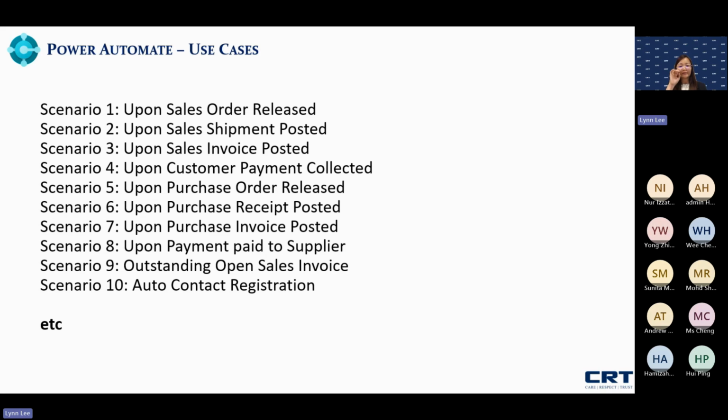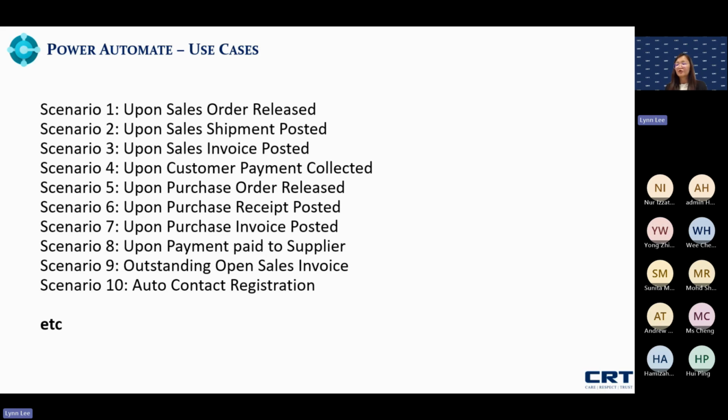They don't have any time constraint, like me needing to go to the warehouse to inform them, or sending an email that they don't notice. This can immediately trigger the notification and inform them by email and so on. The second scenario is sales shipment posting. When the warehouse posts a sales shipment, with Power Automate you can have the system trigger a reminder to the finance team, or even directly send the delivery order to your customer. This can all be done in Power Automate.